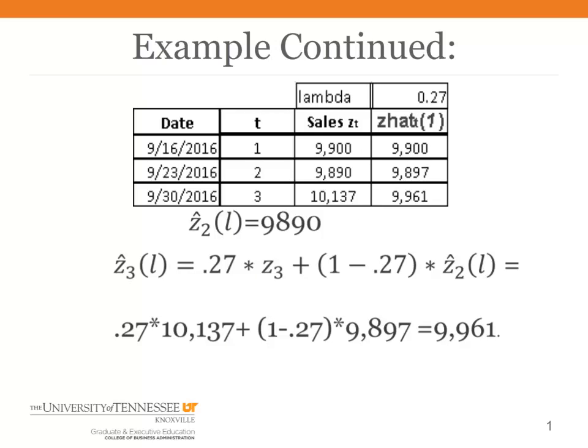Week 3 comes. The actual demand was 10,137. I multiply that number by 0.27. I multiply the week 2 forecast by 1 minus 0.27, and I add those two numbers together to get the week 3 forecast, and that is a forecast of weeks 4, 5, 6, and so forth.